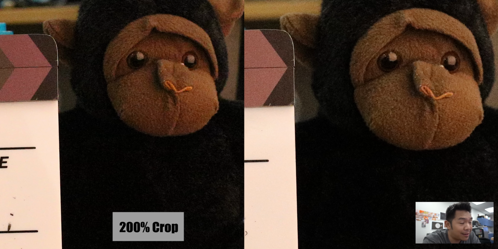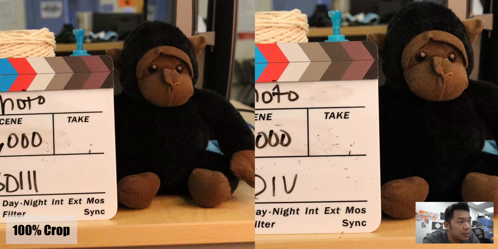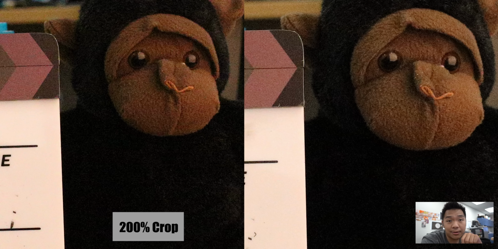There's a lot of detail left on the 5D Mark IV. Let's go to 16,000 for both. And that's it. At 16,000 on the 5D Mark III, the file's crumbling. The colors are gone, and you're losing a lot of detail. It's just not doing very well at 16,000 ISO. The 5D Mark IV is holding up very, very well.